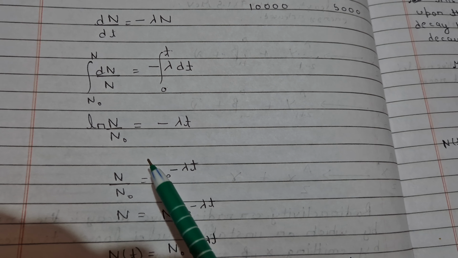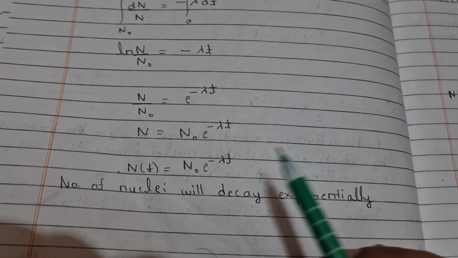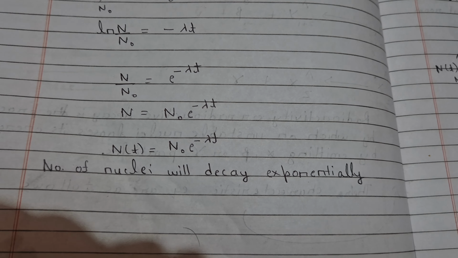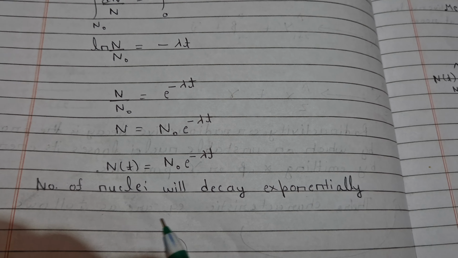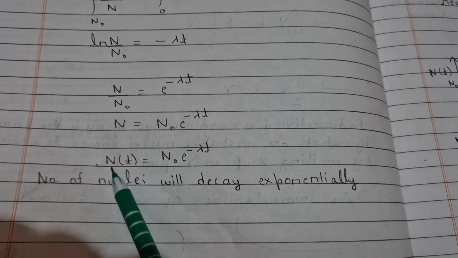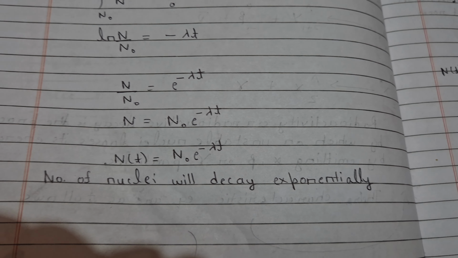From here, N by N naught is nothing but exponential minus lambda t, and this N is N naught exponential minus lambda t. So this is the equation you use in the 11th standard or the 12th standard. So you are very much familiar with this. Number of nuclei will decay exponentially. You can see here that the nuclei are decreasing or decaying exponentially with time.